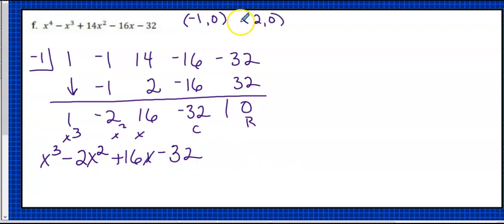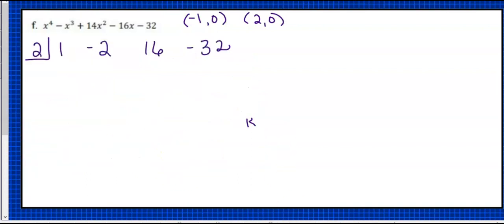Now what I can do is take my other root and divide it into this one. I already know 2 of the roots. So when I find the next polynomial after I use synthetic division again, then I can factor that. I erased some stuff to give myself a little bit of room. I'm going to now use synthetic division with the polynomial that I had gotten, the x cubed minus 2x squared and so on, and I'm going to divide that one by 2.